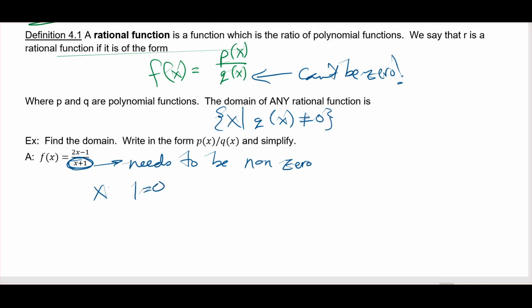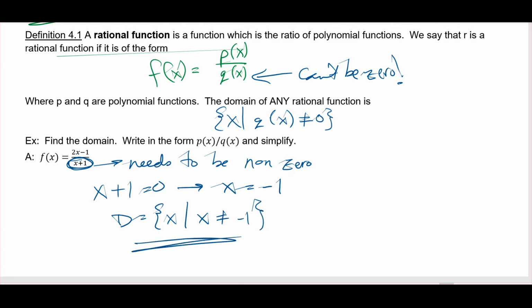We set x plus 1 equal to 0, and we can solve this one. We would have x equal -1. So this is going to be our domain restriction. So our domain, we could write this as the set of all x so that x is not the value that we just found. So yeah, x is not -1. Okay, cool. So that one wasn't so tough.